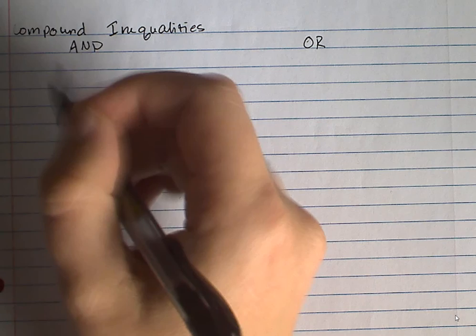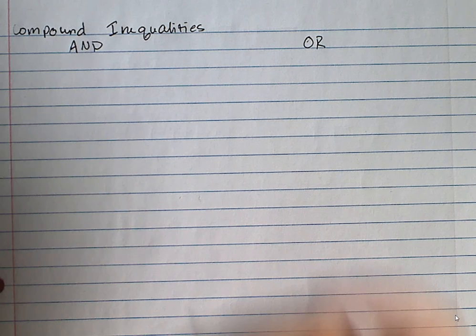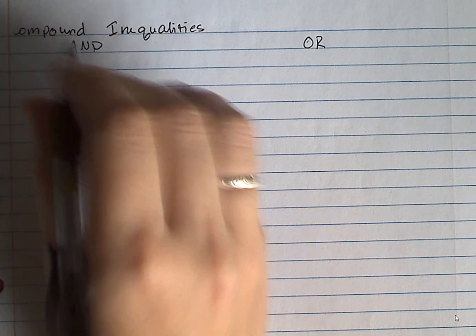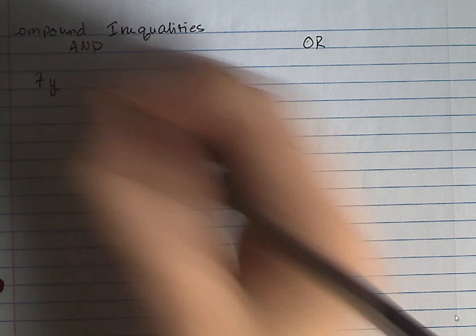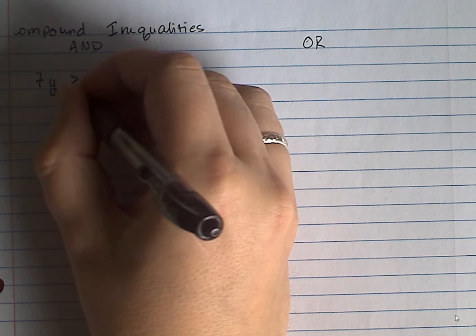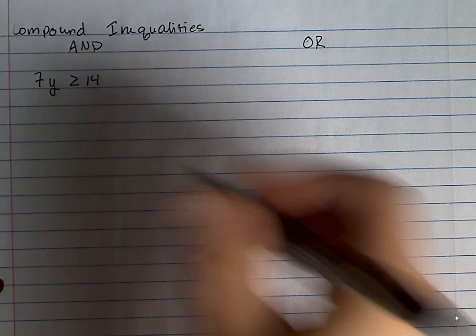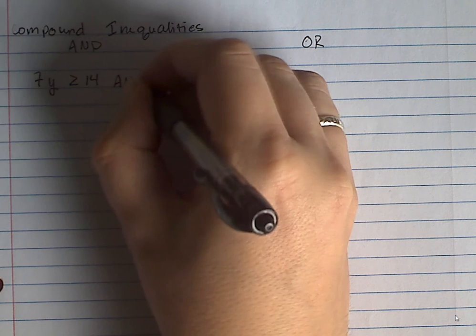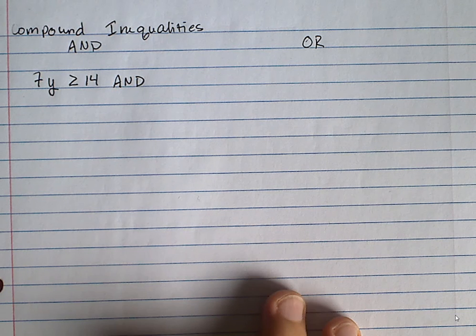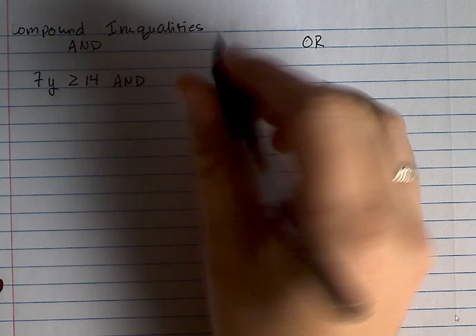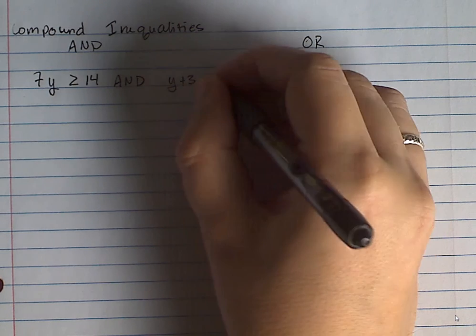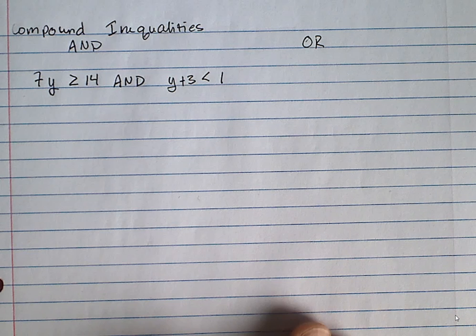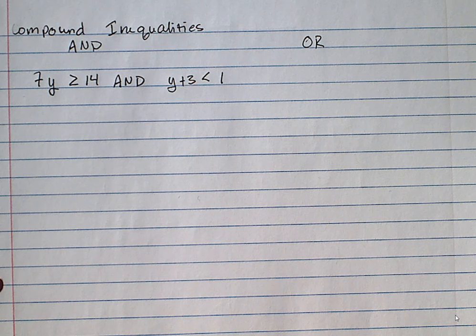So let me give you an example of what the "and" inequalities might look like. Let's say we have 7y is greater than or equal to 14. And then I'm going to write the word AND, capital letters, to emphasize it, and we'll do y plus 3 is less than 1. So we're going to treat this as if it's two separate inequalities, because it is.